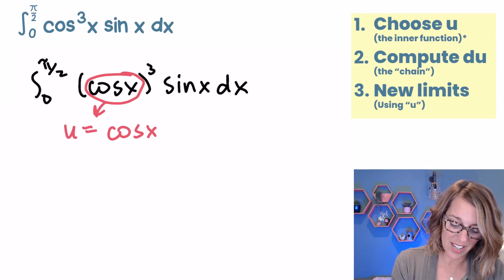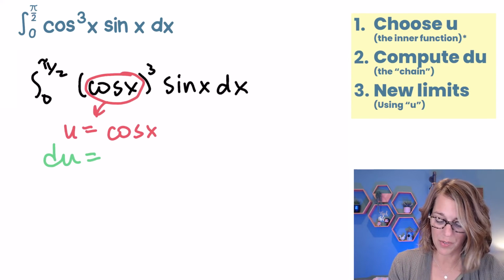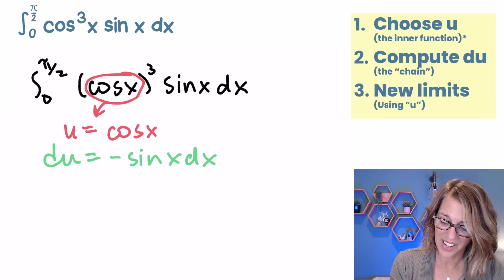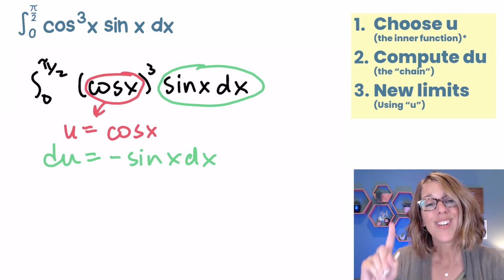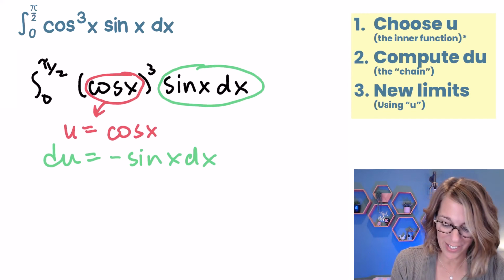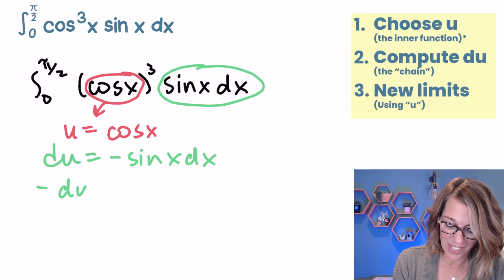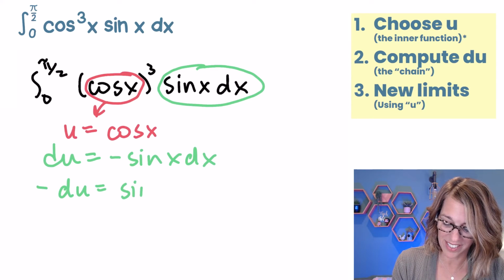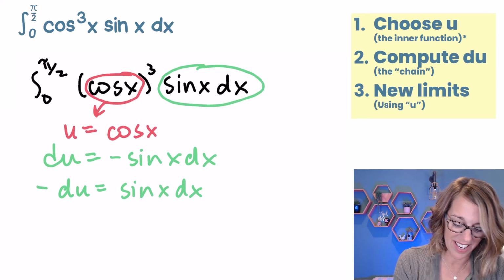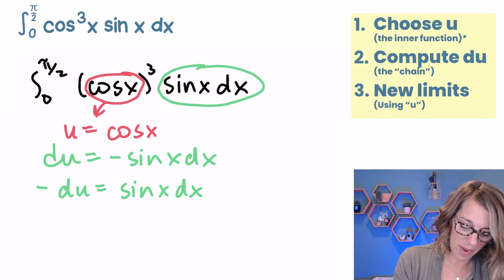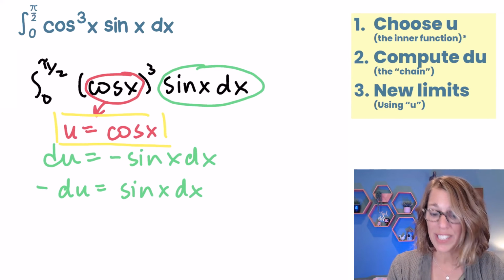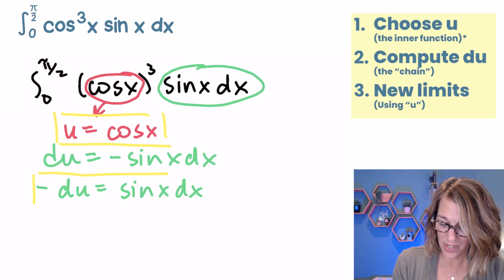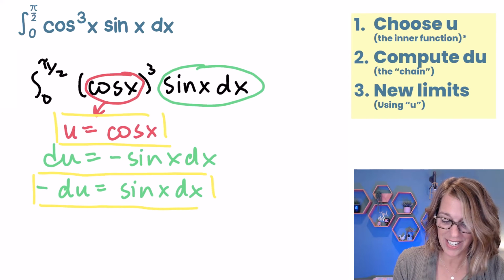I also need du. Du is equal to the derivative of cosine, which is negative sine x dx. But up here, I just have a sine x dx. So let's move that negative to the other side. So I really want negative du to replace the sine x and the dx. So now I've got both of my formulas here. So I've got one for u. I'm going to use this for my new limits of integration. And I also have one here for du.